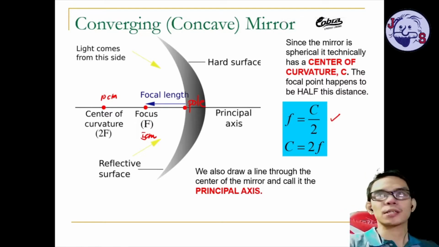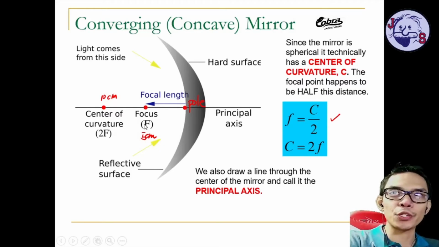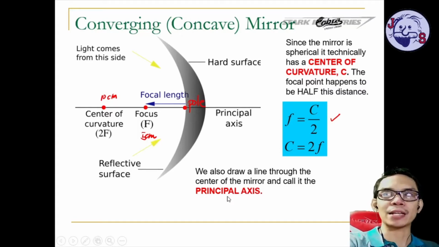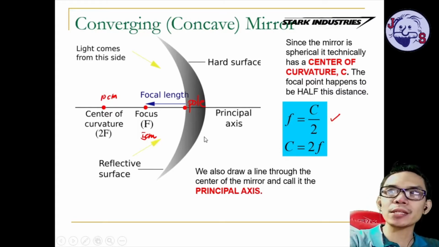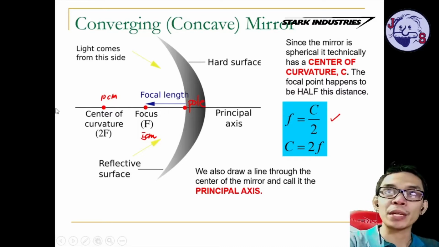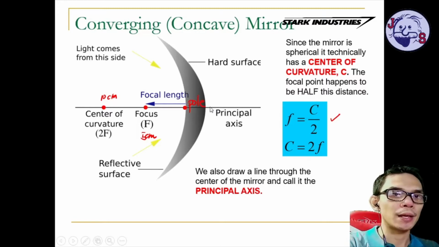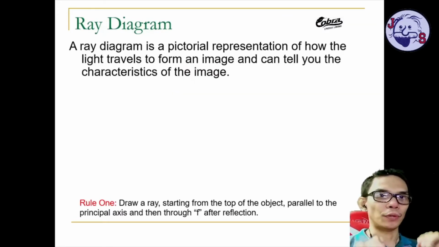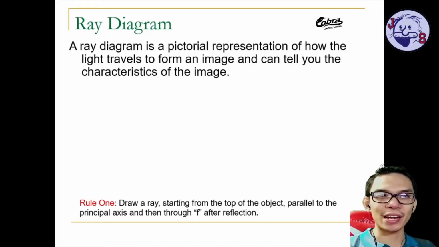The center of curvature and the focus both lie on a line called the principal axis. The principal axis is an imaginary line that goes through the middle of your mirror. So we are now ready to go to the ray diagram.